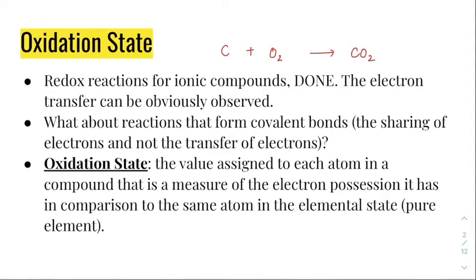In this case, determining which atom is experiencing reduction and which one experienced oxidation can be a little bit tough because the electron transfer is not as obvious. So another method was developed, which is applicable in both ionic states and covalent compounds as well.